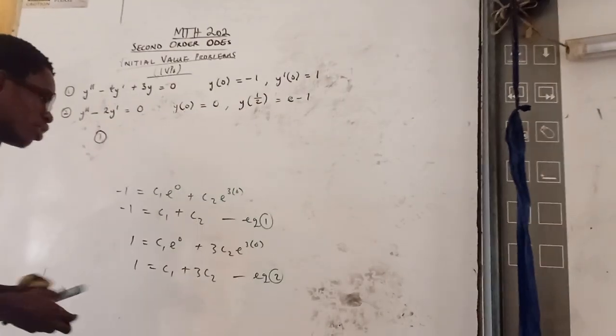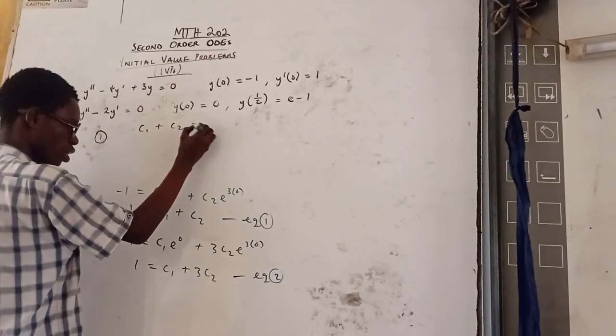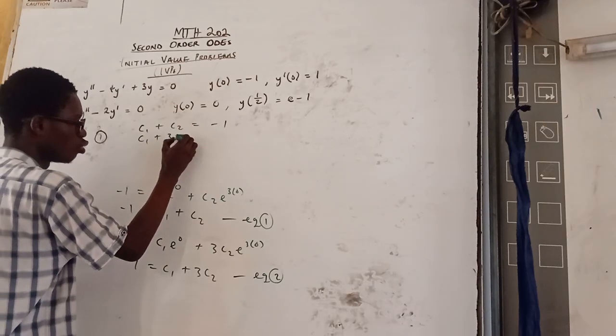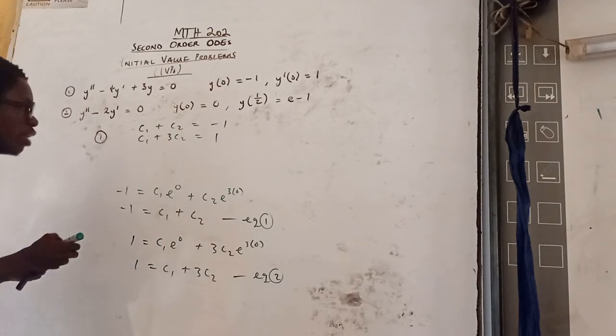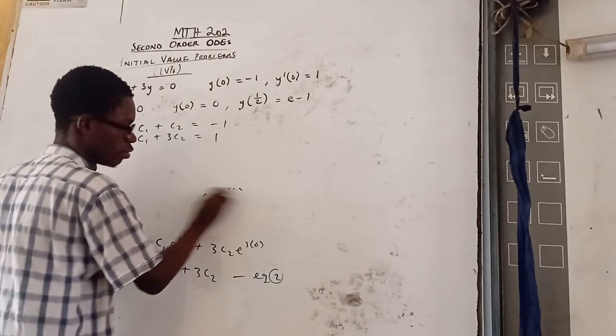So we have these two equations, equation 1 and equation 2. Equation 1 says c1 plus c2 equals minus 1. Equation 2 says c1 plus 3c2 equals 1. And those are the two equations we are going to solve simultaneously to obtain our constants.